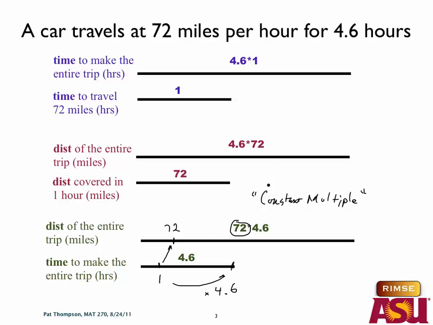Going between quantities is this idea of 72 as a constant multiple. Given the amount of time, multiply by 72, it gives you the corresponding distance for that amount of time. Does this make sense? So the multiplier 72 is from one bar to the other because these are two different quantities. Scaling is seen in each individual bar. 1 hour is scaled up by 4.6 to make 4.6 hours. 72 miles is scaled up by 4.6 to make the total distance in that time. Okay, so let's just summarize that.